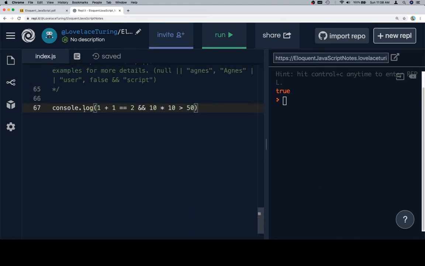So let's have a look at line 67. Console.log 1 plus 1 is equal to 2, and 10 times 10 is greater than 50. So what I would guess is going to happen is that this is going to occur first, then we're going to check to see if that's equal to 2, which it will be. Then we're going to jump over to here and say 10 times 10, which is going to be 100. We're going to compare that to greater than 50, which is going to be true. So we're going to have true and true, and I would proffer that that means we're going to console.log true. Excellent.